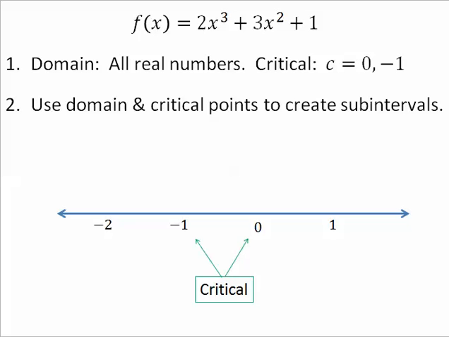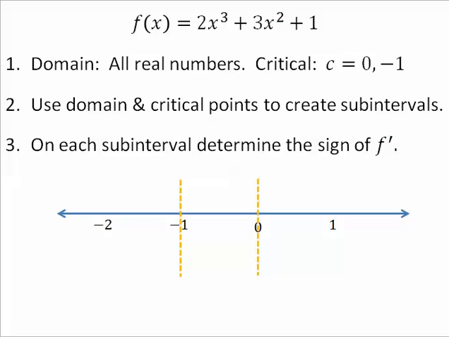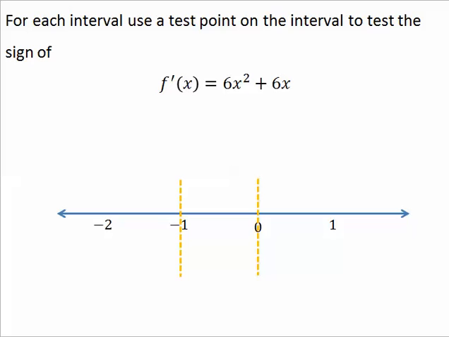We use the domain and critical points to create subintervals. Then, on each subinterval, we're going to determine the sign of the derivative, because remember, the sign of the derivative tells us if the function is increasing or decreasing. So on each subinterval, we find a test point. For example, on the first interval, I would use a test point of -2, and I would see, is the derivative at -2 positive or negative?